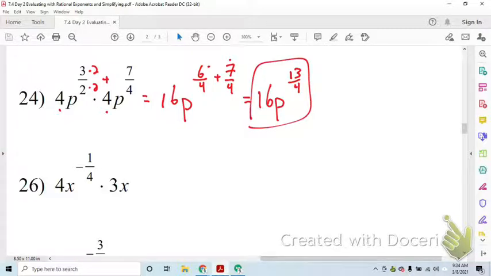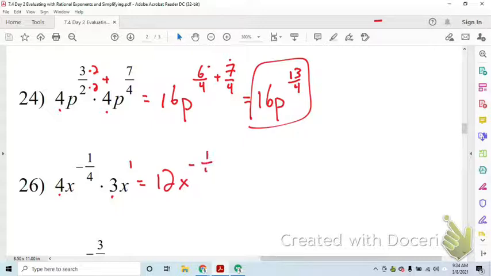All right, now down here, this one's going to get a little bit messy. 3 times 4 is 12. So there's 12. But now with these variables, I can still add them. That's fine. It's not going to be messy at all. It'll be x to the negative 1/4. That looks gross. Hang on.